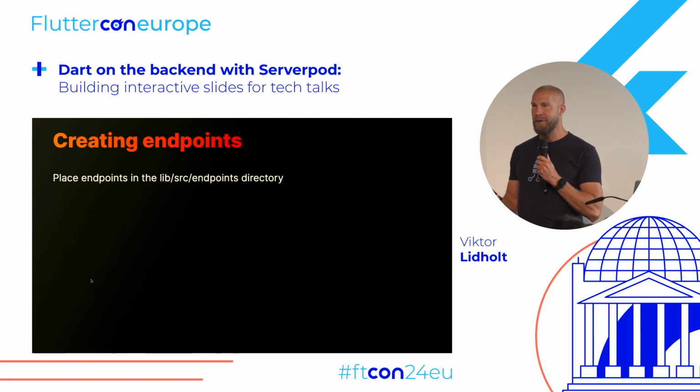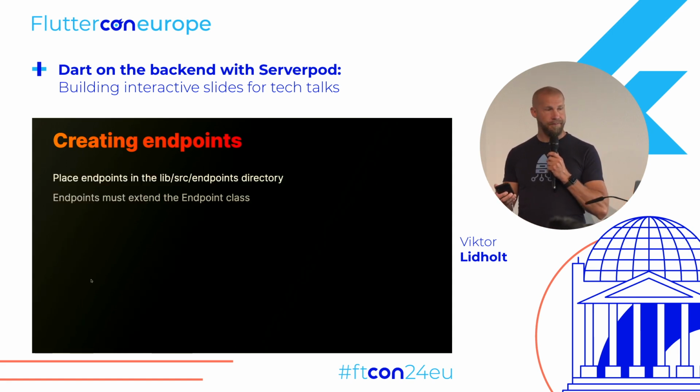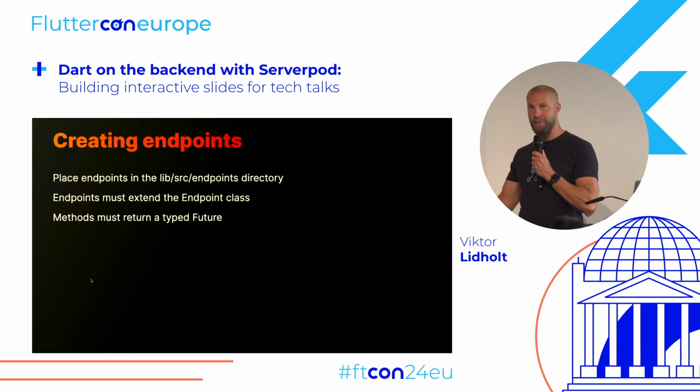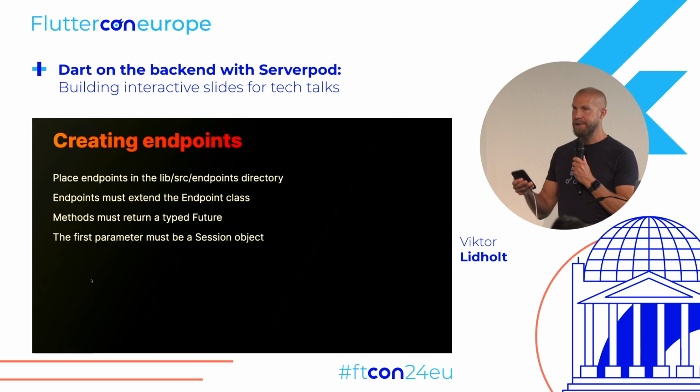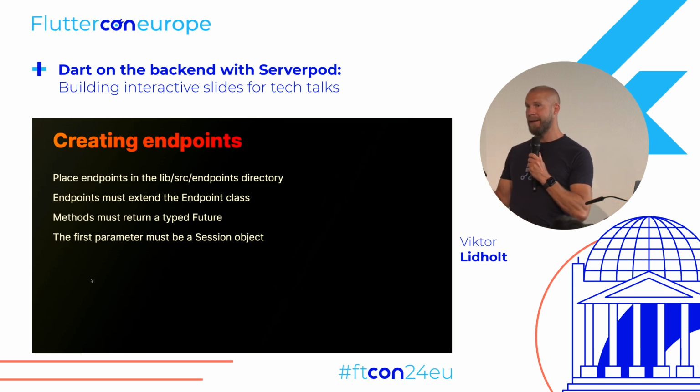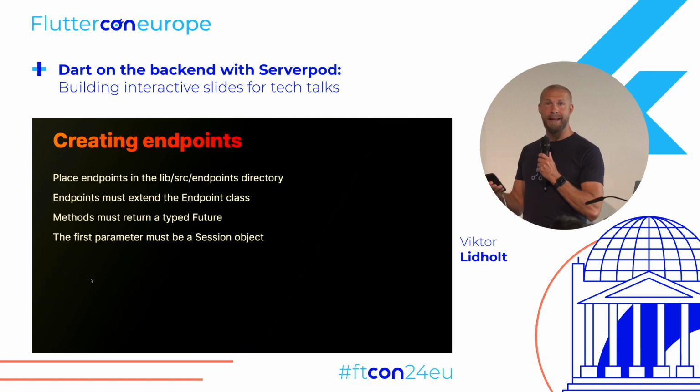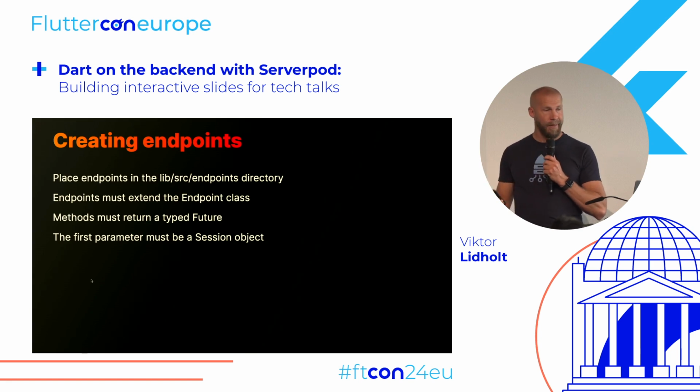So you place all your endpoints in the endpoints directory of your server, and it needs to extend the endpoint class. And all the methods you add that you want to make accessible from your app need to return a typed future, and the first parameter needs to be a session object. The session object is a little bit like the build context in Flutter, so it contains all the metadata around your call, and it gives you access to the database, to logging, to communication within the server, or if you have multiple servers, between the servers.